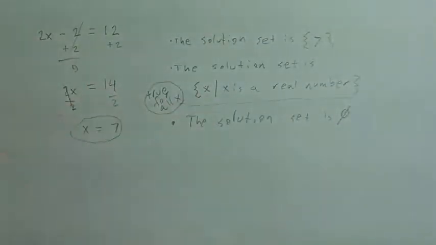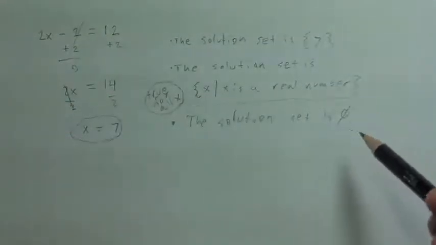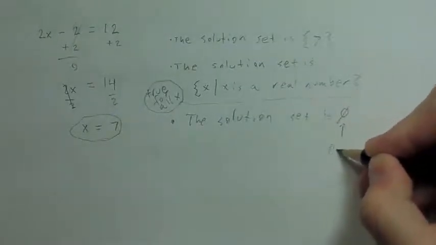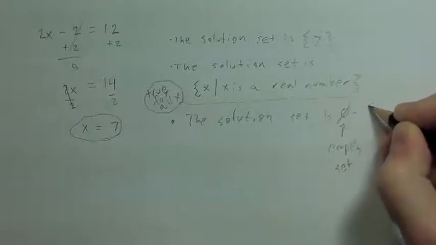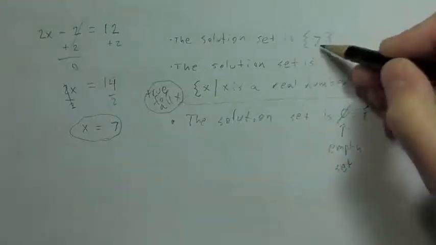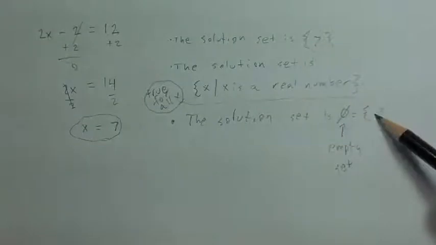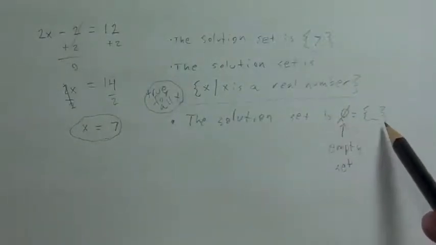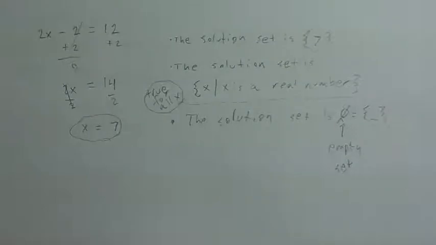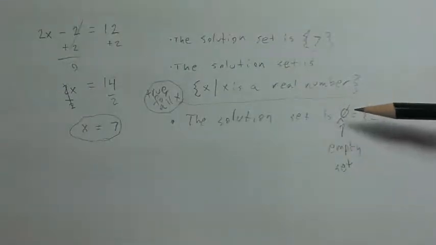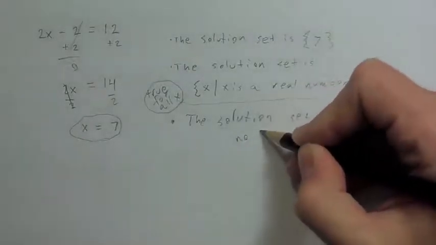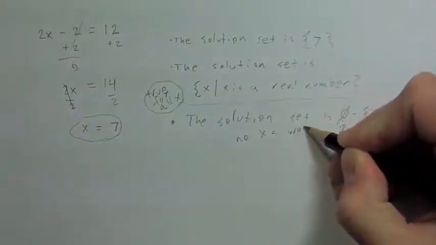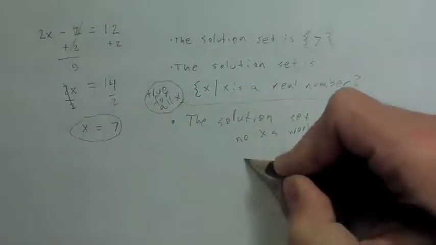And then this, the solution set, is this phi. This is the empty set. In other words, this is another way of writing the set of solutions with nothing in it, right? You just put a blank. Instead, we just write this because a blank is maybe a little misleading sometimes. What this means is that no x's work. Okay? There's no solution.